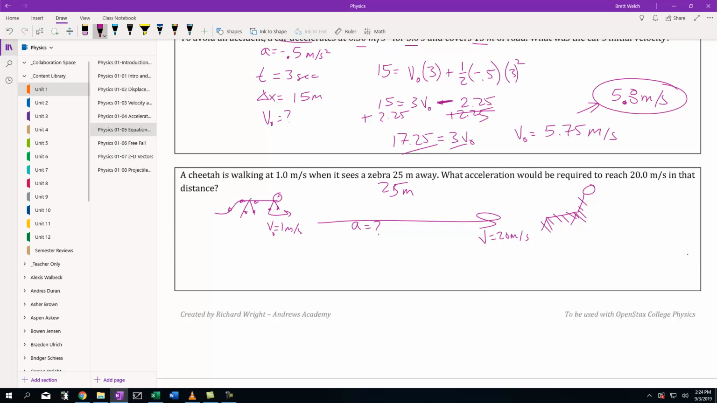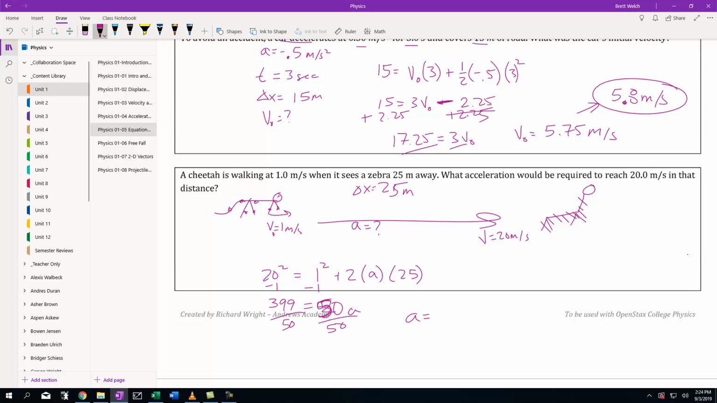Well, we don't have time, that's kind of the catch, but if we look at all the information we do have, this being delta x, we should be able to use the third kinematic, which is the final velocity squared equals the initial velocity squared plus 2 times a times delta x, which is 25. The way we're going to do this is subtract 1, because 1 squared is 1. 20 squared is 400, so that's 399 equals 50a. We divide by 50, divide by 50.